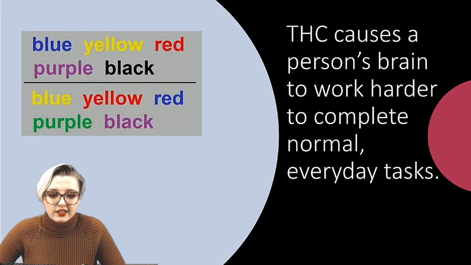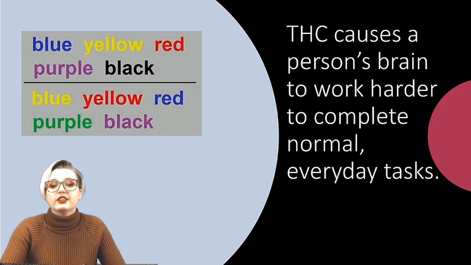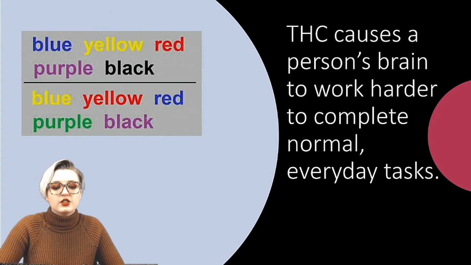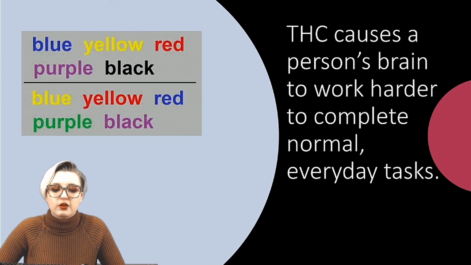So that's harder than it looked, right? This activity illustrates how difficult it can be for someone high on marijuana to process information and respond quickly to normal, everyday tasks. So what did you guys learn in the blunt truth about marijuana and addiction?